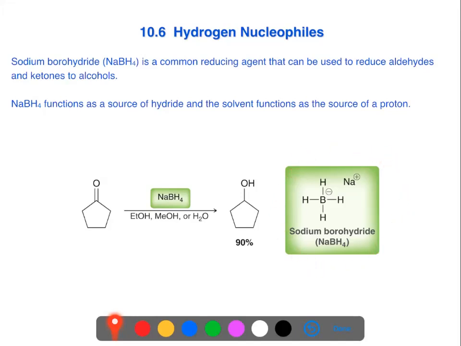And this is the structure of sodium borohydride. You can see it's the boron-centered species where boron has taken on an additional bond to hydrogen. Therefore, the formal charge on boron becomes -1. And so it's going to deliver one of those hydrogens as a hydride, H-, in the formation of a new bond to that carbonyl carbon.